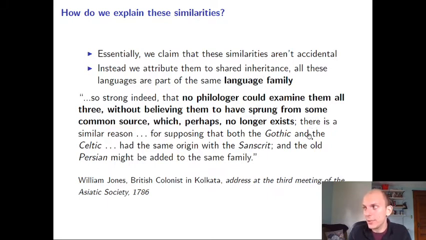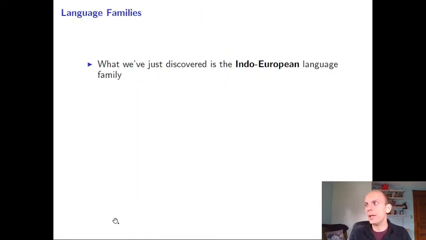And he goes on, right, and says there's similar reason, actually, for supposing that both Gothic and Celtic had the same origin with Sanskrit, and that Old Persian, maybe Old Persian too, that all of these things can be put into the same language family. And what he's talking about, and what we've just discovered, is called the Indo-European language family. It's a very particular and very famous family of languages.